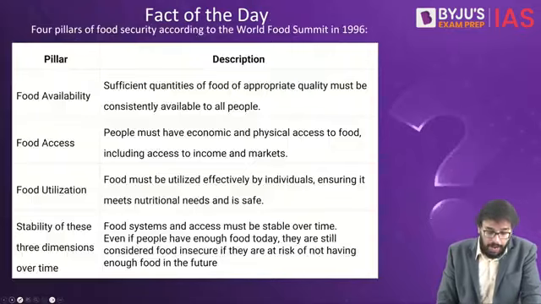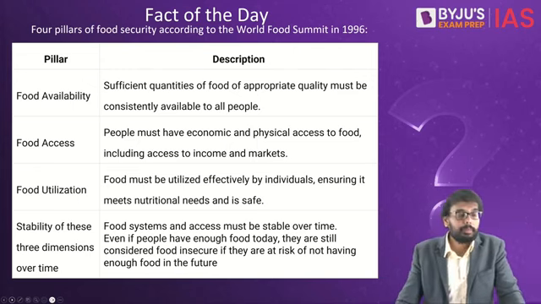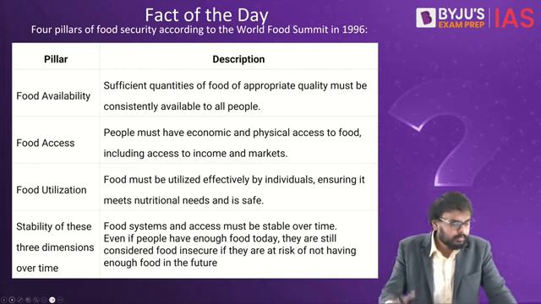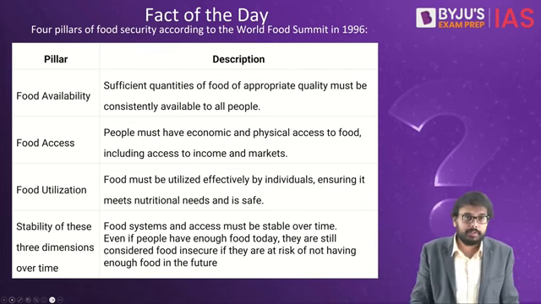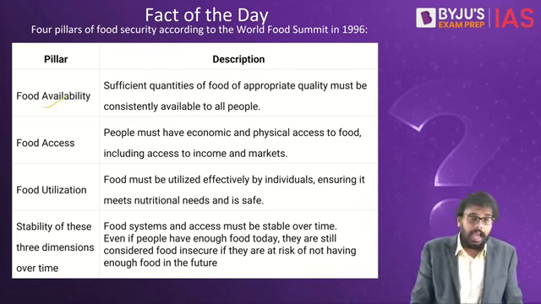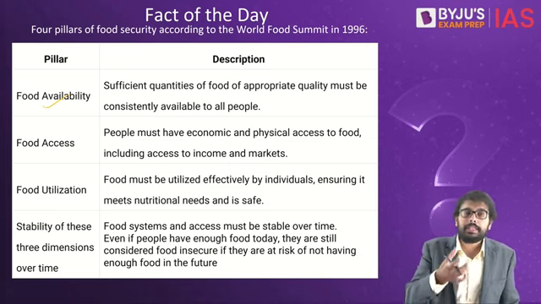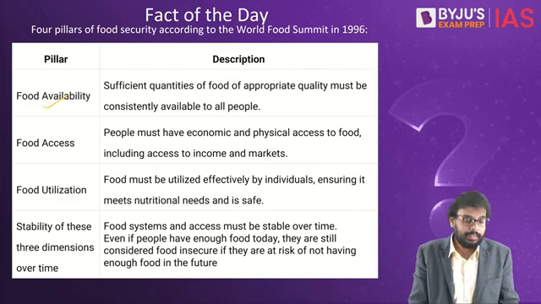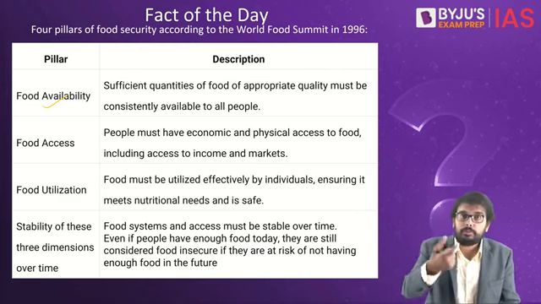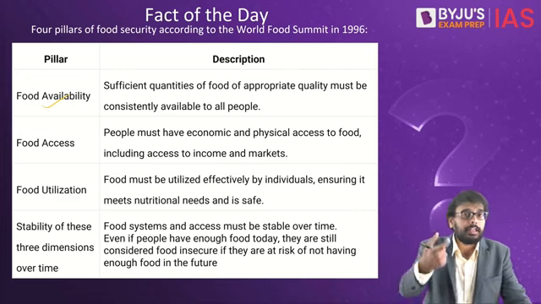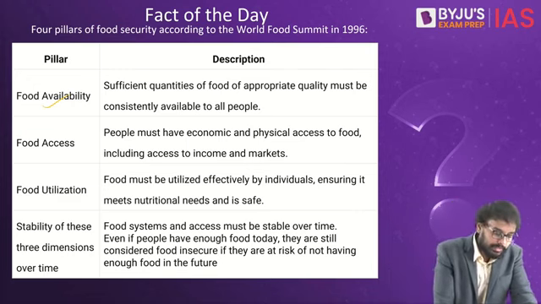However, under food security, there are broadly 4 pillars. So what are the 4 pillars? The first one is availability. Food security means food availability has to be there. That is, people should have access to food, and the food grains should be available for the people. So that is the first aspect.